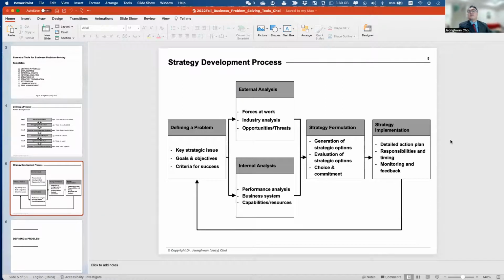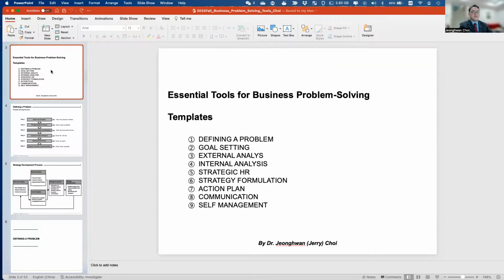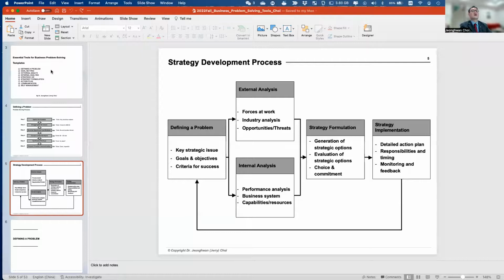Okay? And the implementation: detailed action plan, responsibility and timing, monitoring and feedback, overall management. Execution. So these are the general steps of business problem solving. This is just a simple introduction of how we can solve a business problem by using a certain way of doing.